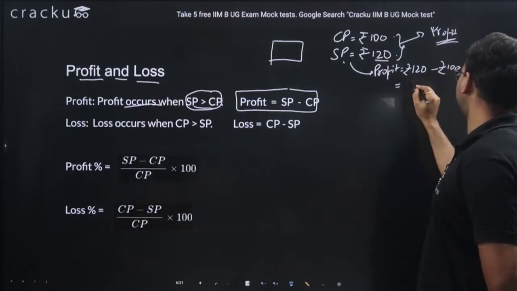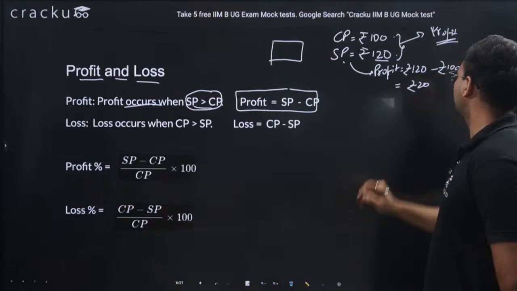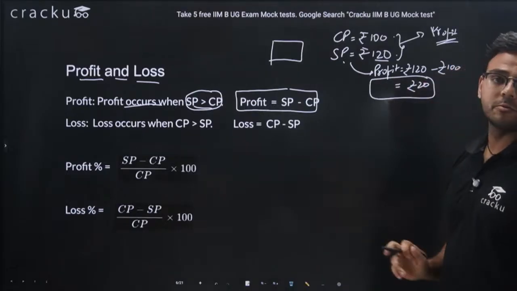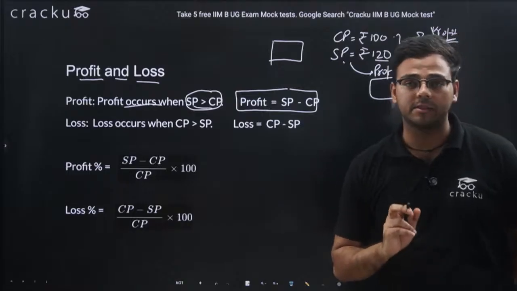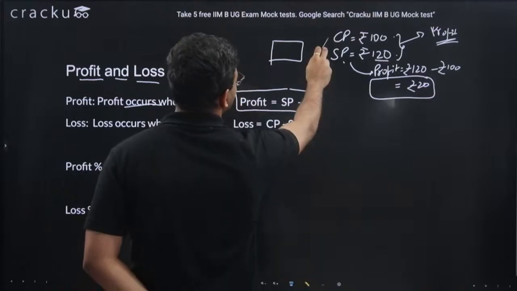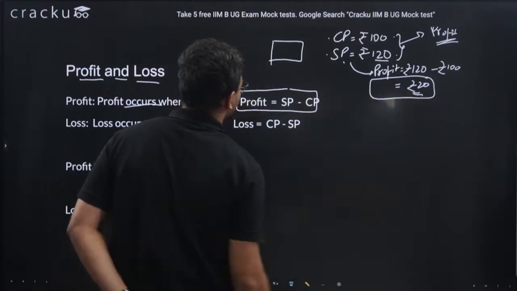So the profit will be rupees 20. So this rupees 20 will be the profit. So this is about profit. Profit occurs when the selling price of the item is greater than the cost price. In the example, we can see the selling price of the item is greater than the cost price. So the profit was rupees 120.